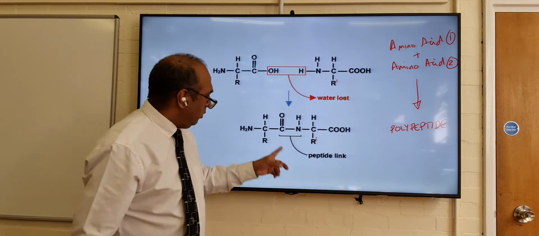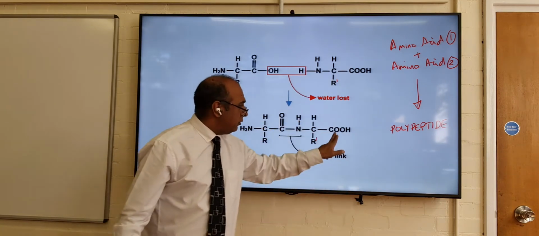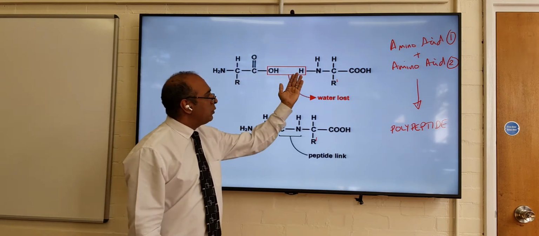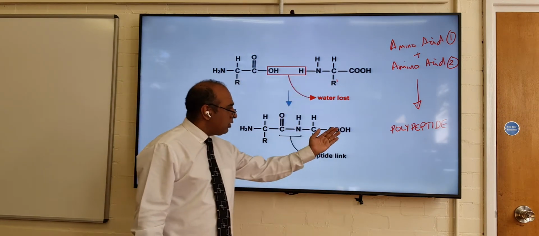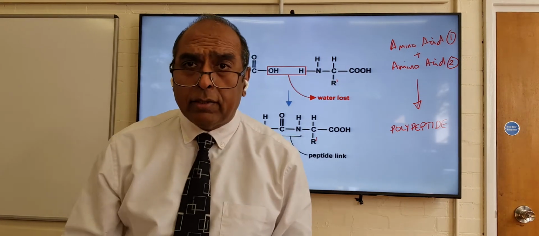Now, look at the ends. That end can react with another amino acid. The COOH can react with an amine group, and so that amino acid group can react with a third amino acid.